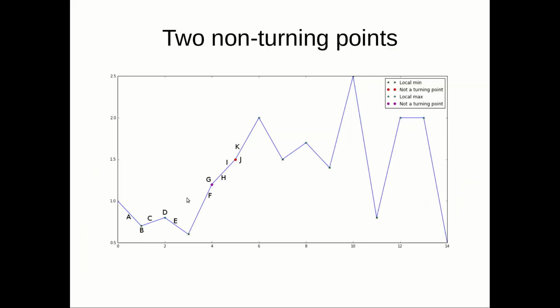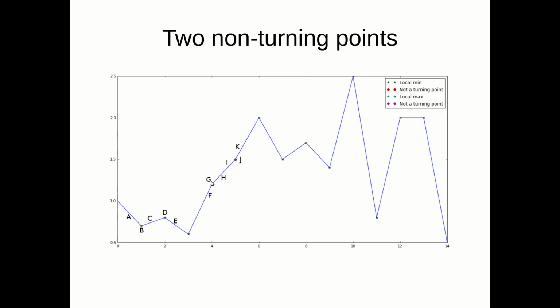I've labelled the 2 turning points and the 2 non-turning points from A to K, as shown here. So let's look at the first turning point, B minus A, which is negative, but C minus B is positive. Looking at the next turning point, we have D minus C, which is positive, and E minus D, which is negative.